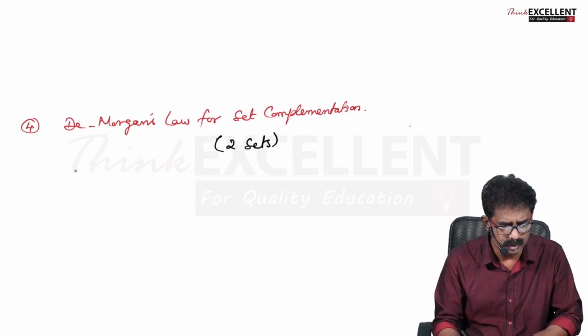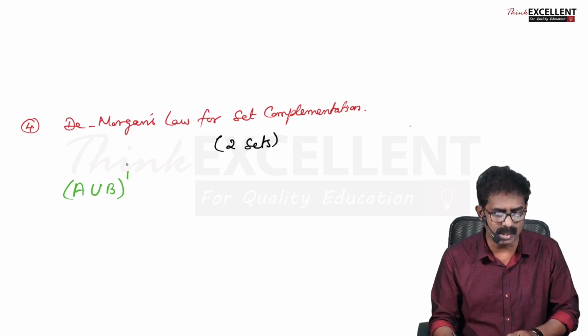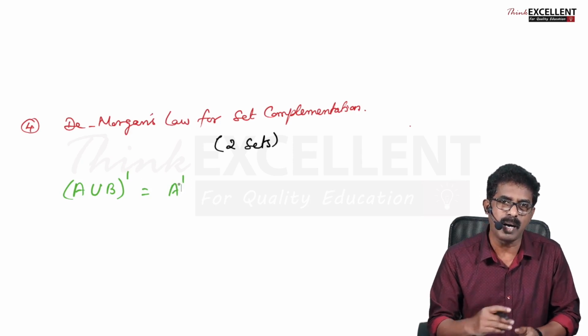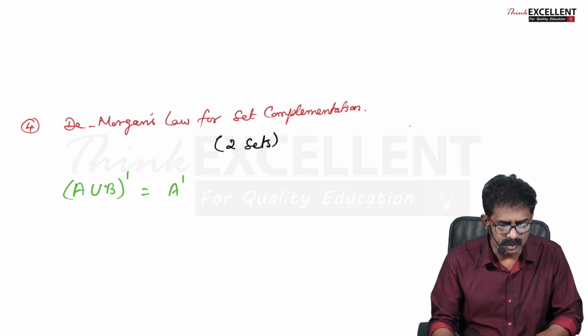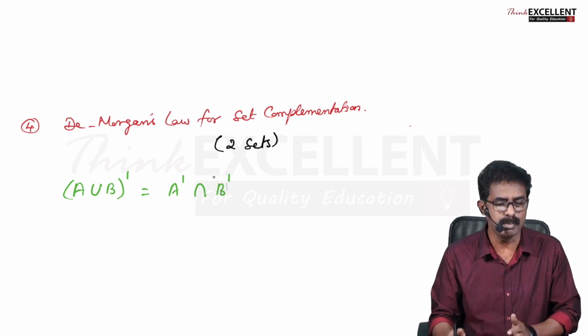One is A union B, the whole dash. A union B, the whole dash, can be written as A dash. When you take the complement of a union, it becomes an intersection, just the opposite, right? So A dash, union becomes intersection, B dash. So what is A union B, the whole dash? A dash intersection B dash.